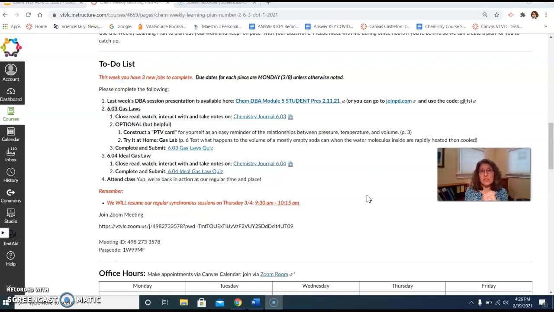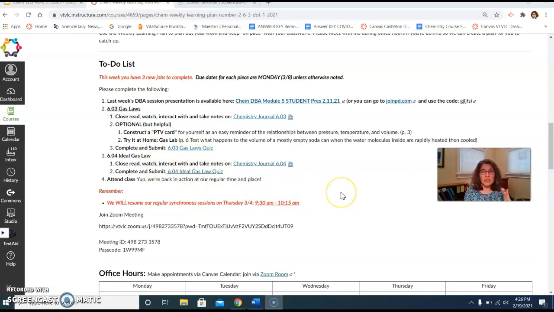The second thing is a lab at home. For this one, please make sure you're using good safety practices and protocols. You're essentially going to be experimenting with what happens when you heat and then rapidly cool a very small number of water molecules inside an otherwise empty soda can. So think about what that's doing with pressure, both inside and outside of that can. And then you're going to take a short quiz.